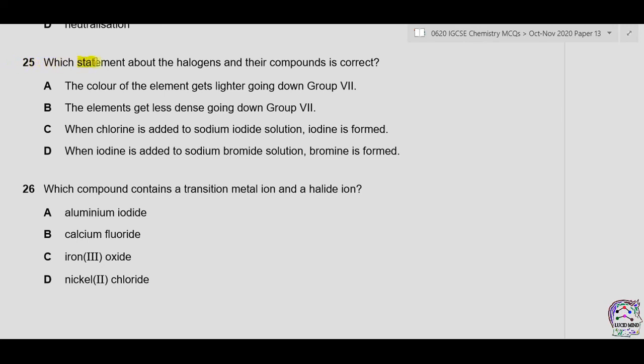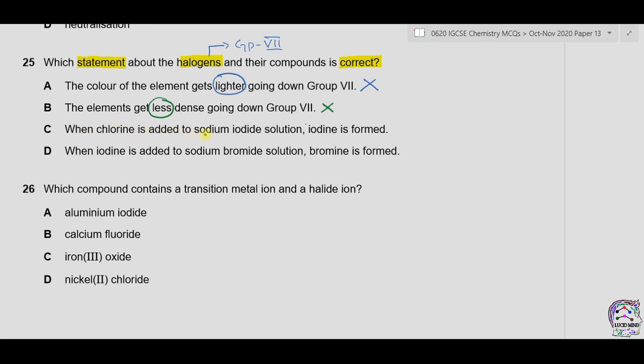Question 25. Which statement about the halogens and their compounds is correct? Halogens belong to group 7 of the periodic table and they consist of fluorine, chlorine, bromine, iodine and astatine. A. The color of the element gets lighter going down group 7. Now this is false because the color will get darker as we move down in the group. B. The elements get less dense going down the group. This is also wrong because the elements get more dense, and fluorine and chlorine are gases, then bromine is a low boiling liquid and iodine is solid.